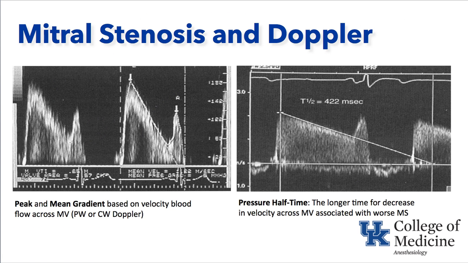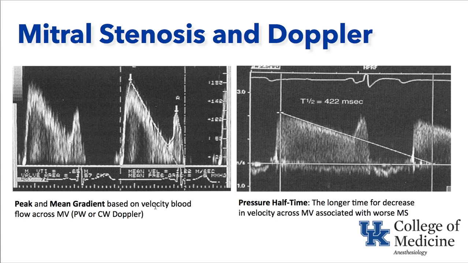Now, when we look at a mitral stenosis patient with echo and put that little Doppler signal between the atrium and the ventricle at the tips of the mitral valve leaflet, we can look at the peak gradient. The higher the velocity across that little orifice, the worse the mitral stenosis. So the peak and mean gradient can be based on the velocity of blood flow across this mitral valve.